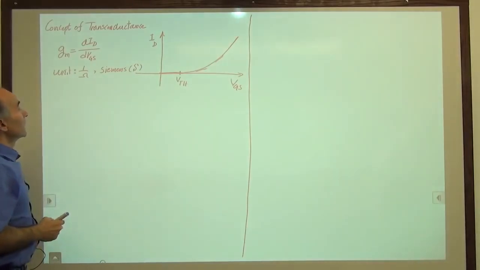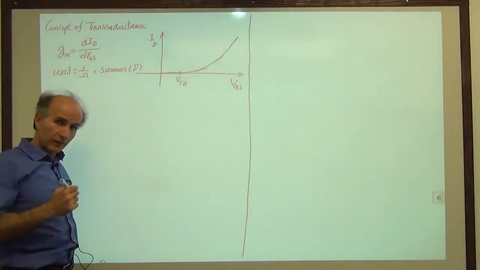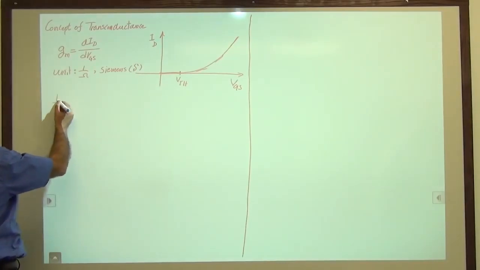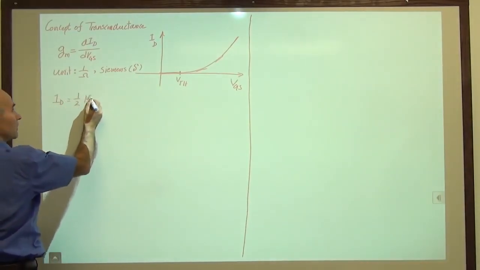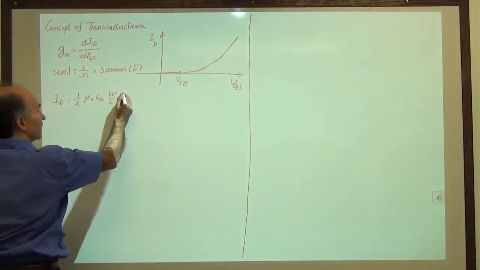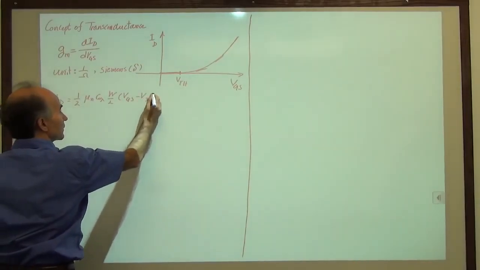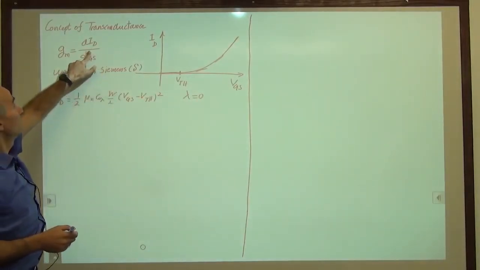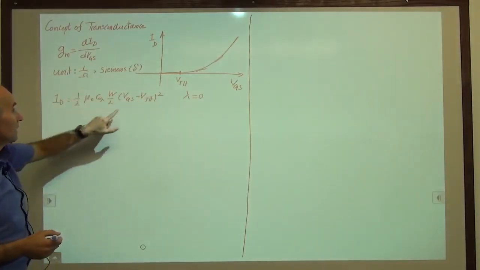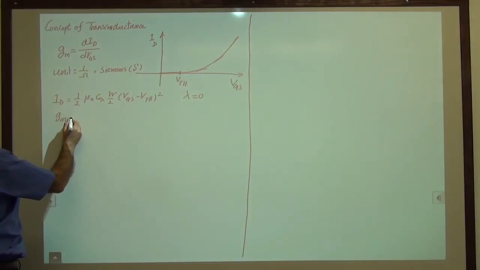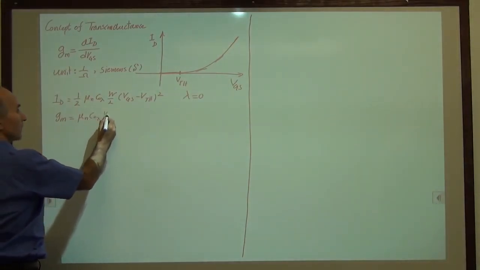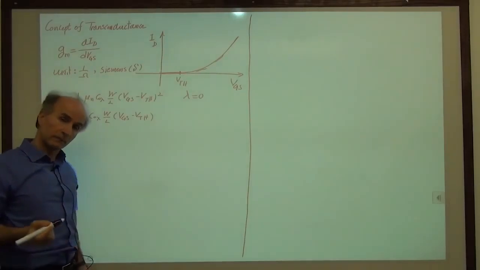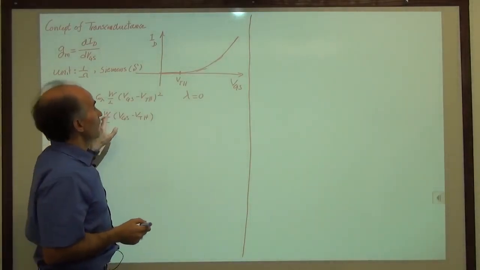All right, now because we have an equation for ID as a function of VGS in the saturation region, we should be able to calculate this GM. So let's go ahead and do that. ID is equal to 1/2 of mu n C ox W over L times (VGS minus VTH) squared. Again, lambda is 0. And we just need to take the derivative of both sides with respect to VGS. So that's easy, right? This 2 cancels this, and we end up with GM is equal to mu n C ox W over L times (VGS minus VTH).